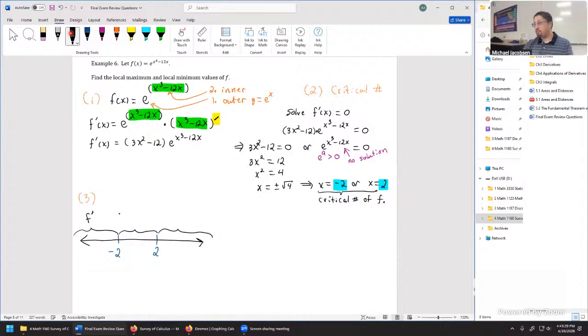There's a far left region. We'll test the sign of f prime. A region of finite length from -2 to 2. And the far right region of infinite length. We put f prime on all 3 because we're going to analyze the sign of the derivative on all 3 intervals.